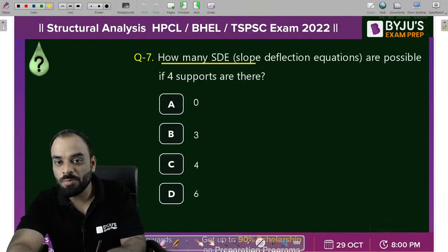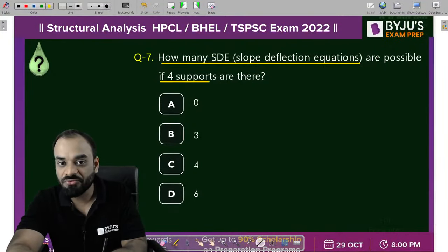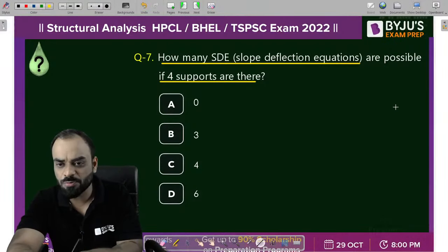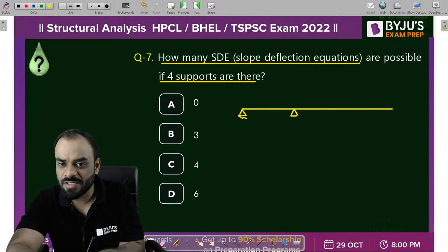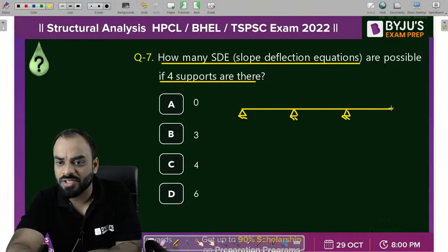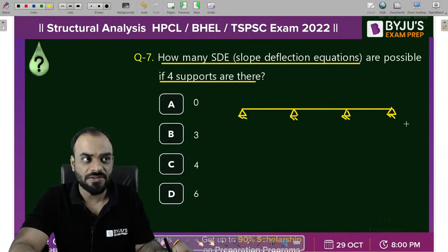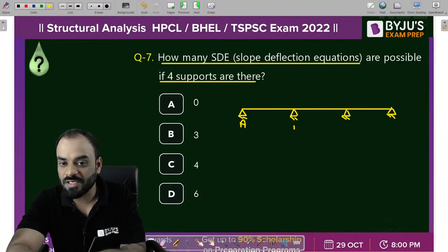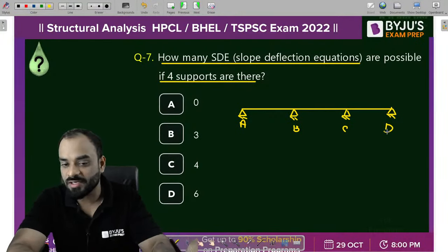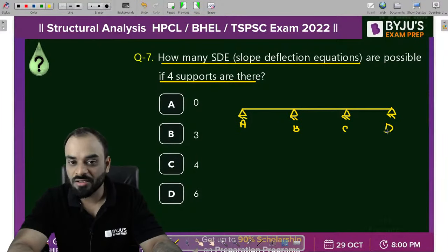How many slope deflection equations are possible if four supports are there? Four supports means, let us suppose, guys, just consider a random support condition. It doesn't matter whether you are considering fixed or some hinges. So if there are four supports, how many slope deflection equations are possible? This is A, this is B, this is C, and this is D. Tell me, guys, how many slope deflection equations are possible? Quickly write the answer. It should be 0, 3, 4, 6.